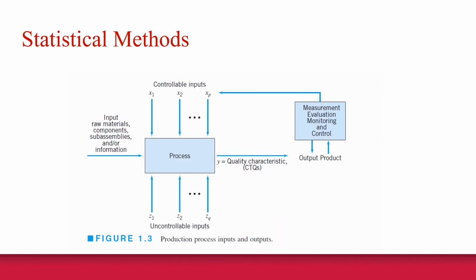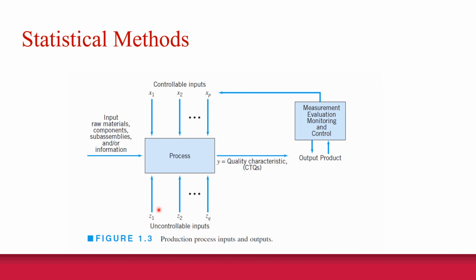When we manufacture products, we have to use statistical methods to determine if the product is being manufactured to certain specifications. So here we have a process that's making some product. We input the raw materials, the components, information, whatever you need is fed into the process. The process often has what's known as controllable inputs. So these are things we can affect. These are maybe machine specifications. There are also some uncontrollable inputs.